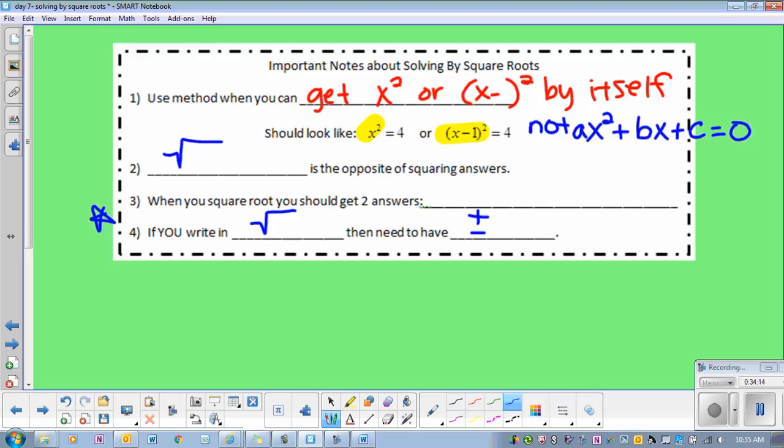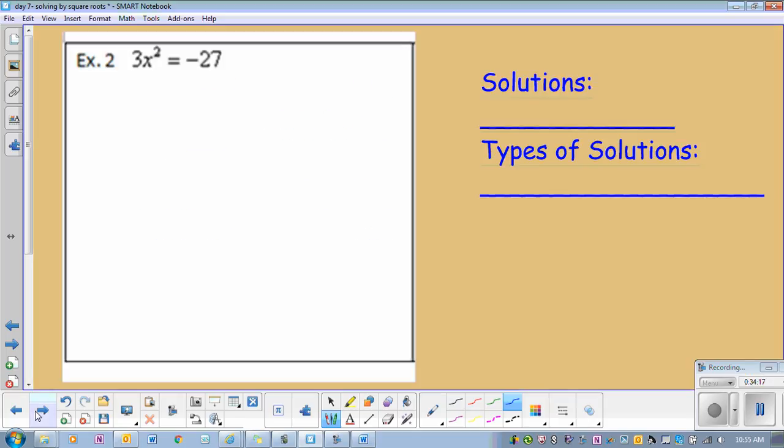All right. Let's try this first example. So I have 3x squared equals 27. You see that x squared? I want to get that all by itself. Right now it's multiplying the 3. How do I get rid of the 3? Divide by 3. Whatever you do to one side, you do to the other side. That goes away. Then you have x squared equals negative 9. Yes?